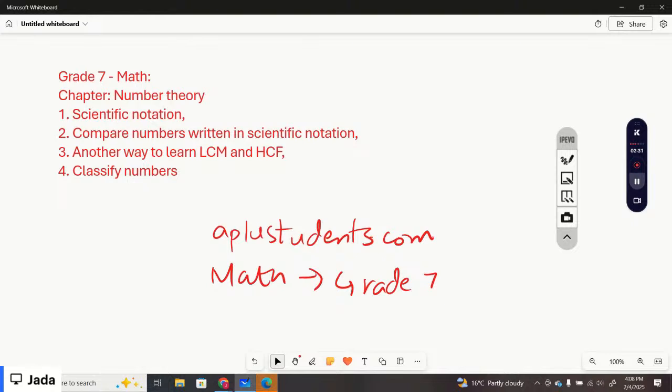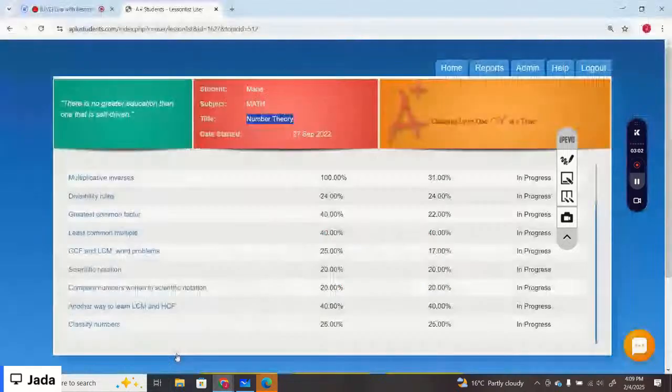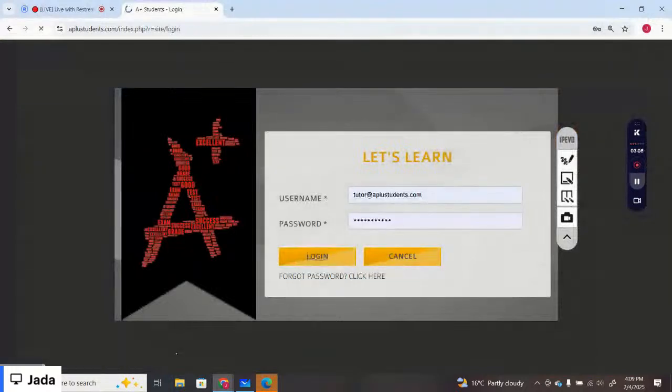Here you can find a list of the chapters. We're going to start with chapter number 3. The lessons we're going to cover today are scientific notation, compare numbers written in scientific notation, another way to learn LCM and HCF, and classify numbers. So please make sure you have your notebook and pencil so that you can note down the important examples and definitions as well. Here I am on chapter number 3. Let's just start with the lesson that is scientific notation.